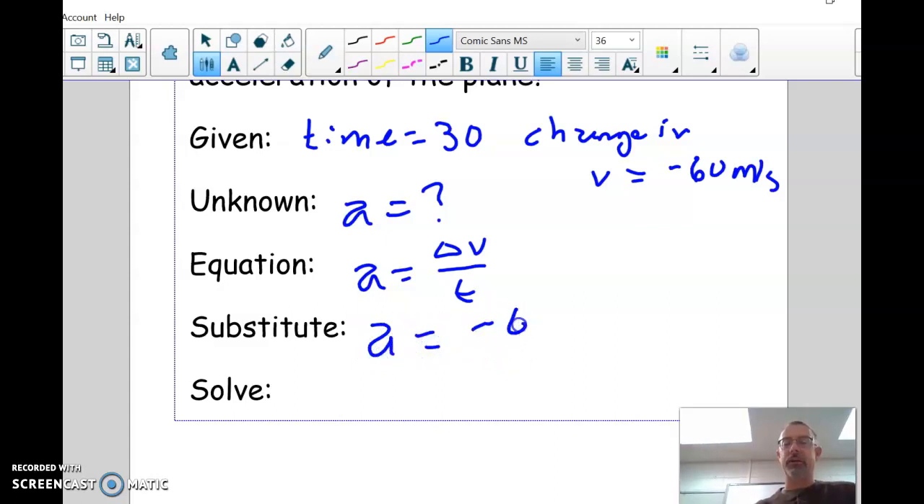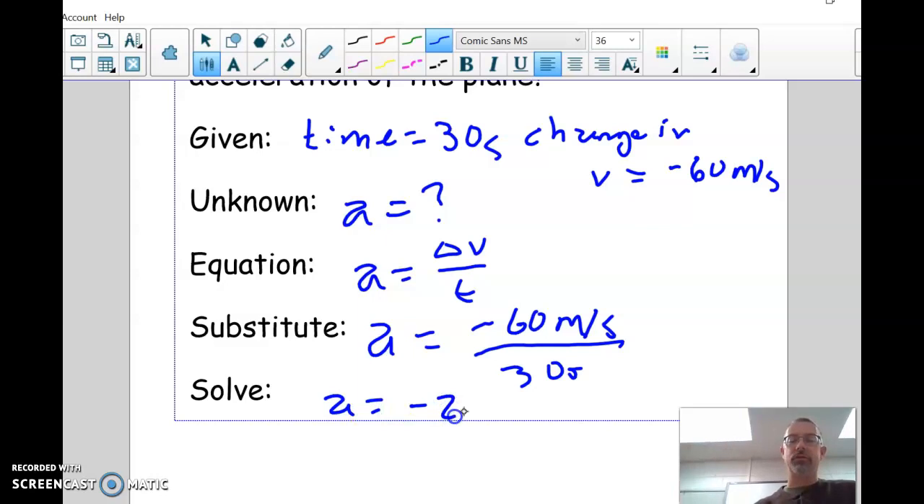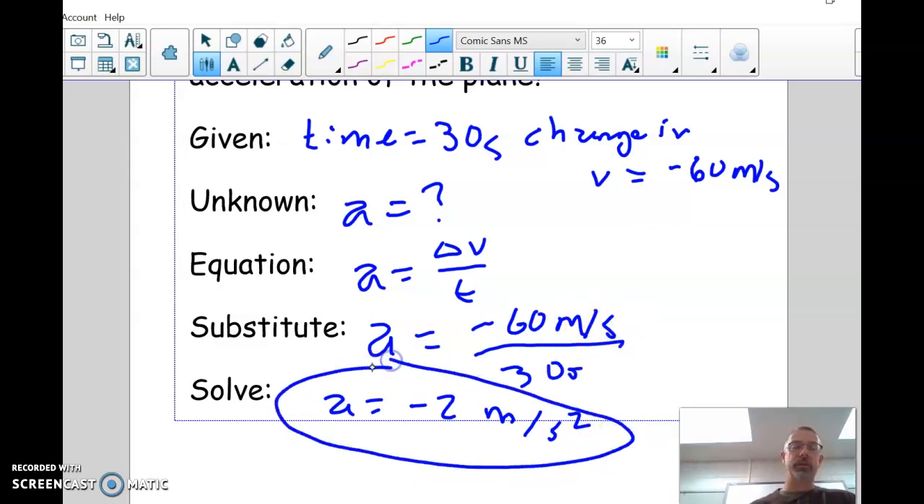So now my acceleration is a negative 60 meters per second. That's my change in velocity divided by my time of 30 seconds. And so my acceleration for this problem is simply a negative 2 meters per second squared. That's how they call it, because basically you have a meter per second divided by a second. So my answer here is a negative 2 meters per second squared. And that problem is on your assignment, so you can review that.